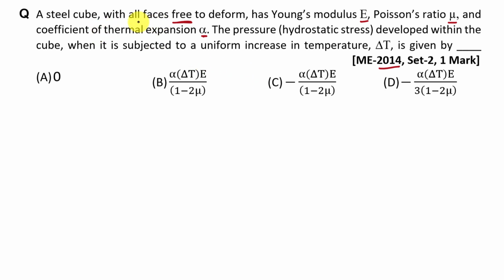Understand carefully that in the question it is given that all the faces of this steel cube are free to deform. Means if we have a cube like this, then there is no restriction on the deformation of this cube. Means this cube is not restricted on any faces. If we increase the temperature of this cube by delta T, then the dimension of this cube is going to increase in all the 3 directions. Fine.